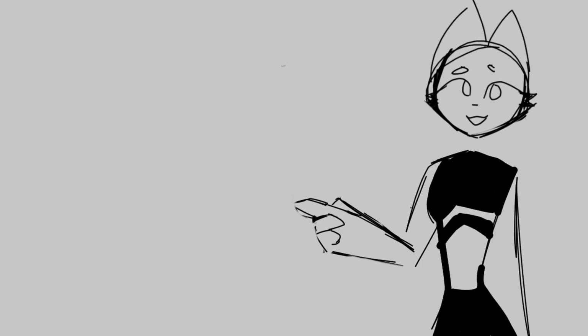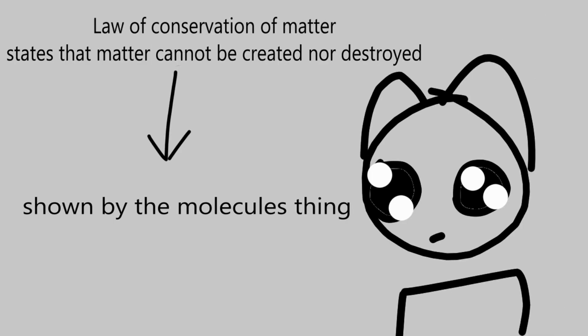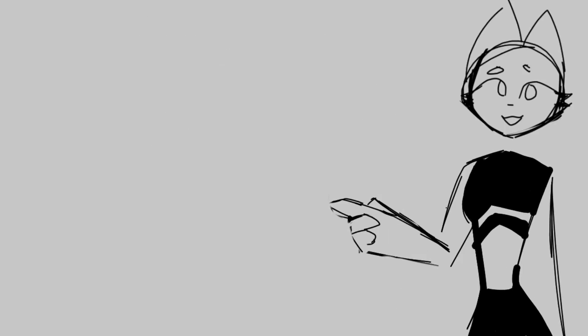Want to see something cool? Here, look at this complicated formula, which is really just this, but back to the convoluted one. See these numbers on the reactant side? What do they add up to? Keep that number in mind. See these numbers over yonder, on the product side? What do they add up to? If you did your math correctly, they equal the same number. This is because of the law of conservation of matter, which states that matter cannot be created nor destroyed. Cool, right?